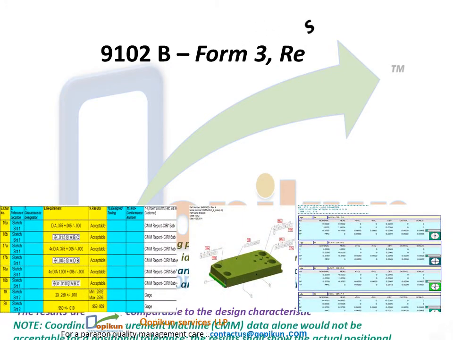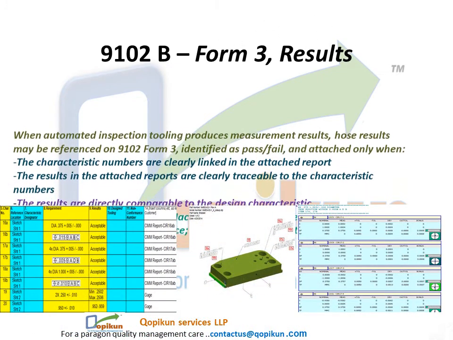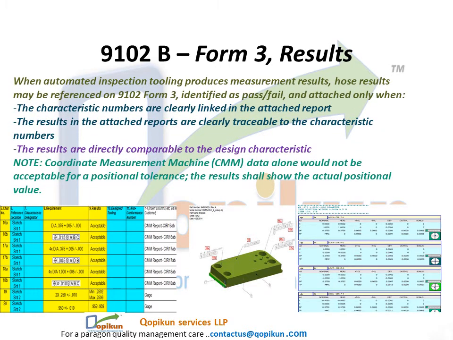9102B Form 3, results. When automated inspection tooling produces measurement results, those results may be referenced on 9102 Form 3, identified as pass/fail, and attached only when the characteristic numbers are clearly linked in the attached report, the results in the attached reports are clearly traceable to the characteristic numbers, and the results are directly comparable to the design characteristic. Note: Coordinate Measurement Machine, CMM, data alone would not be acceptable for a positional tolerance. The results shall show the actual positional value.